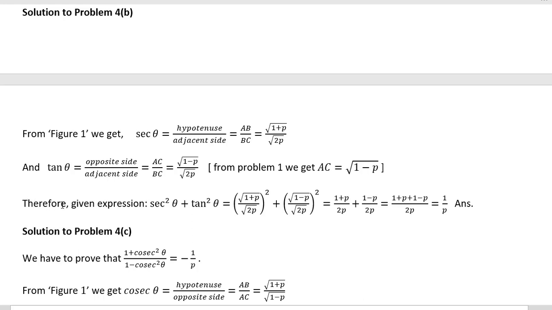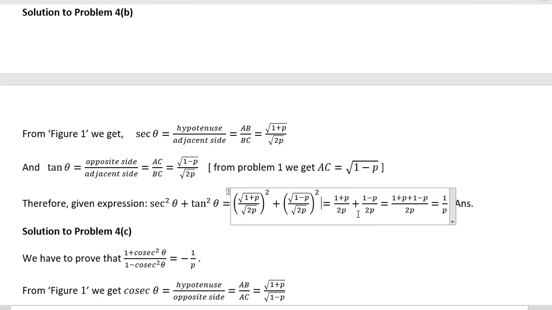Now the given expression equal to sec square theta plus tan square theta. So if we put the value of sec theta here, then we will get root over 1 plus p by root over twice p whole square plus tan square theta means root over 1 minus p divided by root over twice p, and as there is a square over tan, we have to put a square over this value. Now you can see that squaring the fraction, the root sign will be cancelled, and we will get 1 plus p by 2p plus 1 minus p by 2p.